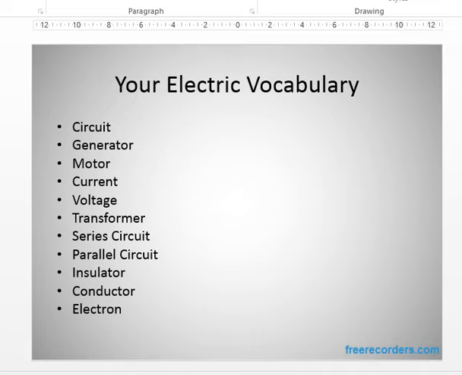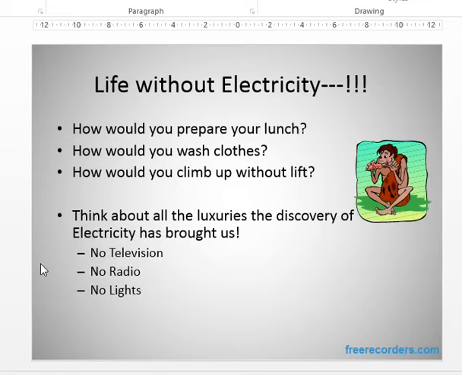Now your vocabulary related to electricity. Do you know about the circuit? Generator, motor, voltage, transformer, series circuit, parallel circuit, insulator, conductor and, last, electron. This is the vocabulary.